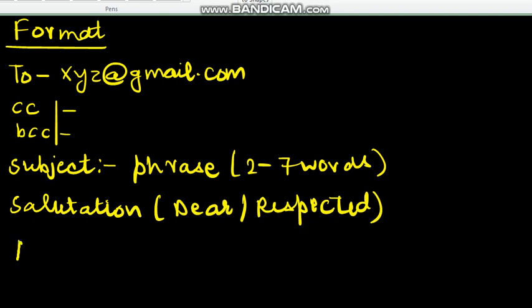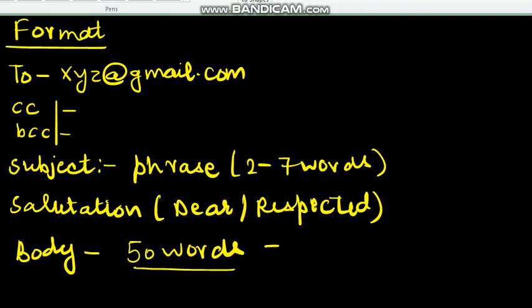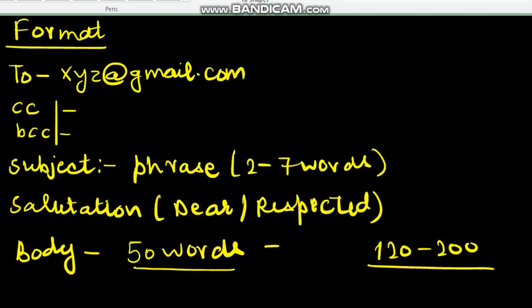Then you will write your body. Now this body can vary. We should always write this body with about a 50-word limit, not more than that, but some people also exceed it to 120 or 200 words depending upon the content which they want to present to the recipient. Suppose the matter is really serious to be discussed, at that time you have to write the body in more than 200 words also.